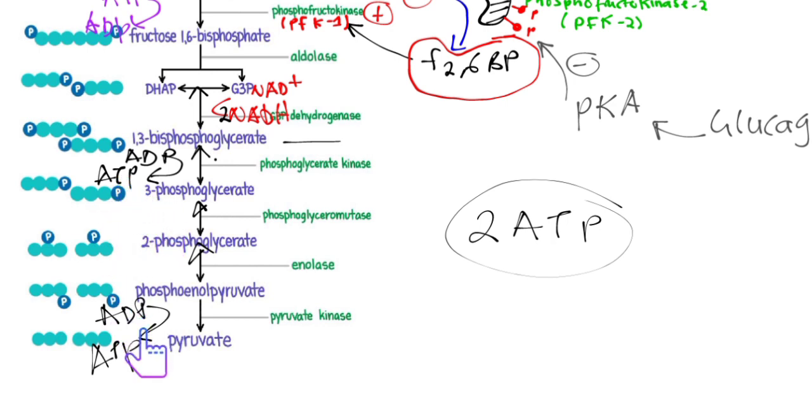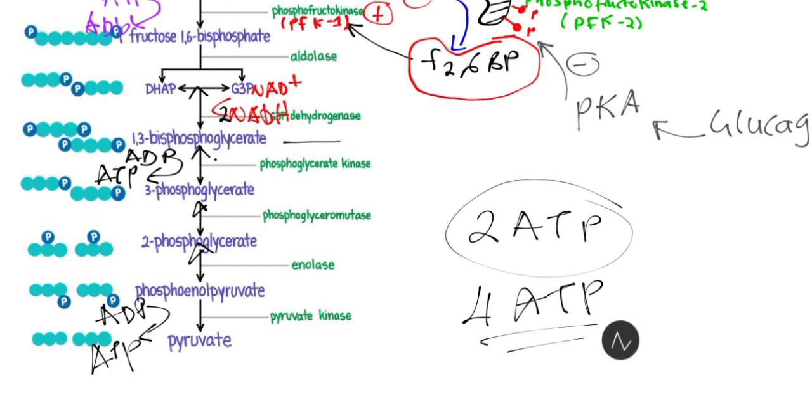Where else are we making ATP? We are making 2 more ATP molecules here because we're saying that everything doubles. So even here, we are making 2 more ATP molecules. Okay, so there we're making 2 ATP molecules and there 2 ATP molecules. How many direct ATPs are we making in total? We are making 4 ATP. Okay, we are making 4 ATP.